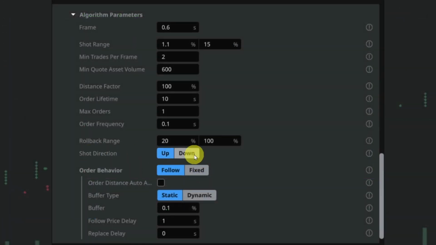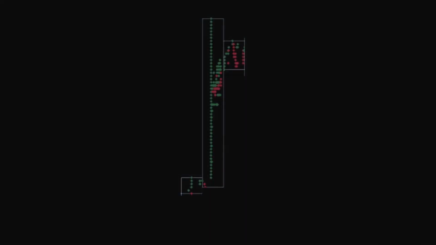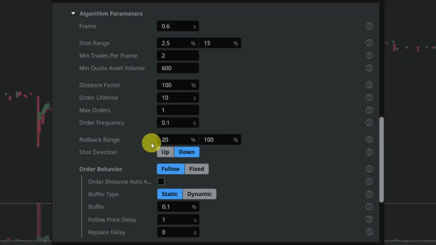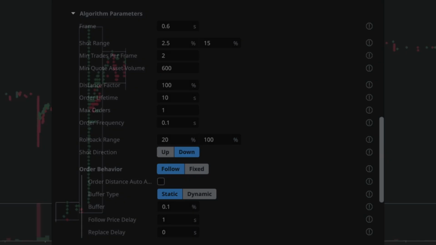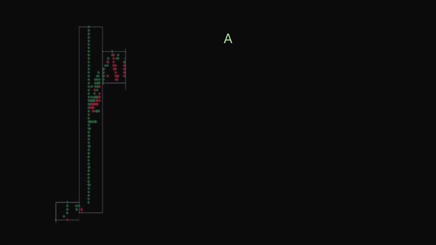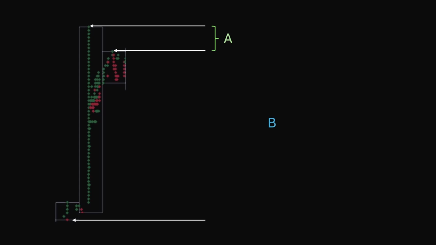Shot direction is determined by the relative price position of the first trade in interval 1 and the exact midpoint price of interval 2. This is up and this is down. Lastly, the rollback range, which now also has a maximum cap instead of just the minimum as in vector. It is calculated as the relative size of 2 values. Value A, the distance between the peak of the shot from interval 2 and the price closest to it from interval 3, and value B, the full frame size regardless of interval.